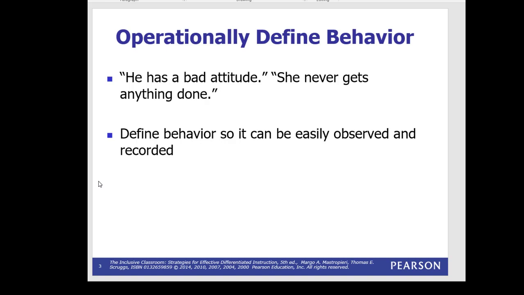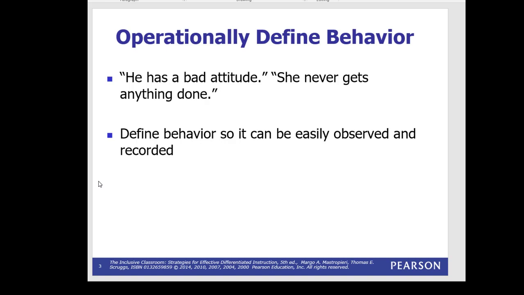When we're talking about behaviors, we need to be extremely specific. We can't just say things like, oh, he doesn't care, or he's not trying, or he has a bad attitude. We need to specifically define actions as well as durations and locations so that we can start to develop patterns. The key to behavior management, especially for students with disabilities, is understanding triggers and causes of behaviors and then working to build self-management strategies.